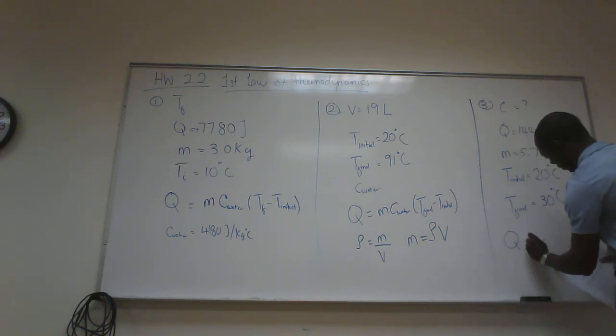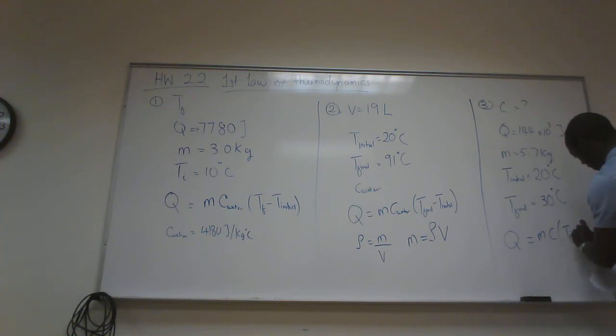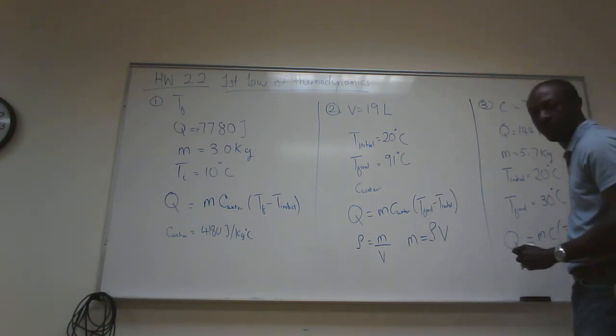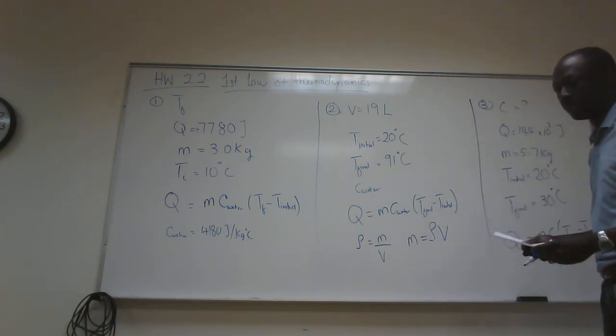The heat we put in is equal to mc times T final minus T initial. And we can solve now, since we know the mass, we know Q, and we know the change in temperature, to find the heat capacity of this particular metal.